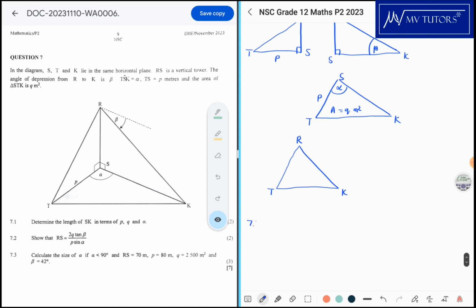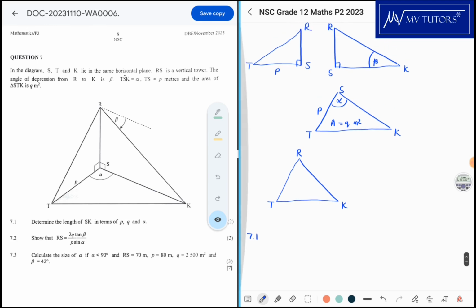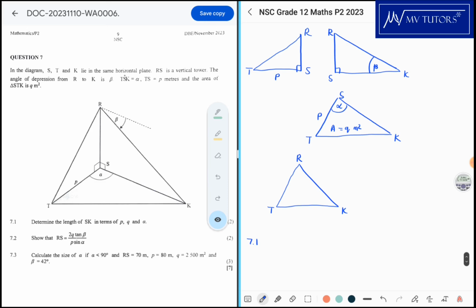Now 7.1. It says determine the length of SK in terms of P, Q, and alpha. Okay, so we see SK. We find it here and we also find it there. If I look at triangle RSK, I don't have much information, and my angle there is in terms of beta, so that wouldn't help me. If I look at the triangle STK, that will actually help me because I have alpha, I have P, and I have Q.